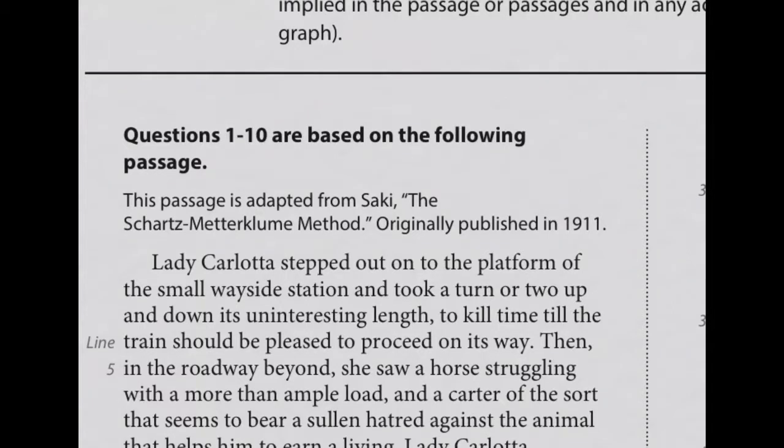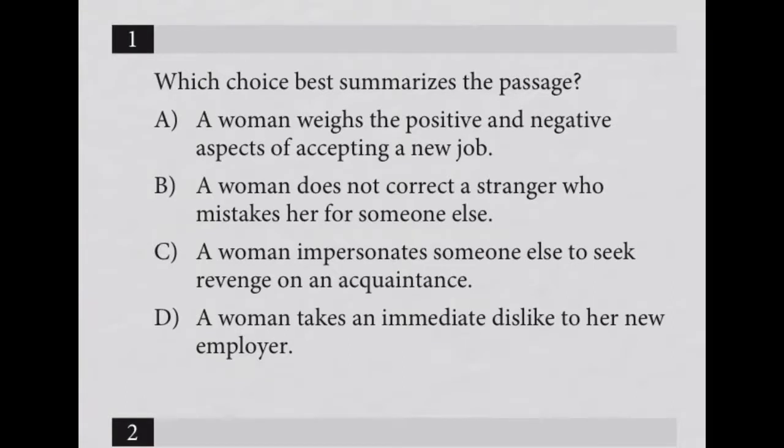So today we're going to look at the literature passage from Practice Test 3, from Saki, The Shorts-Metterklume Method, originally published in 1911. Number 1. Which choice best summarizes the passage? B was correct. A woman does not correct a stranger who mistakes her for someone else.